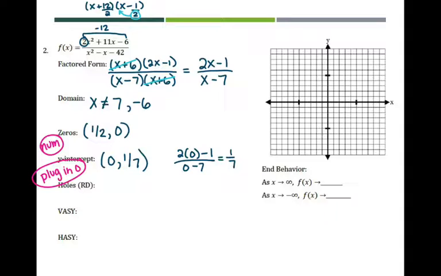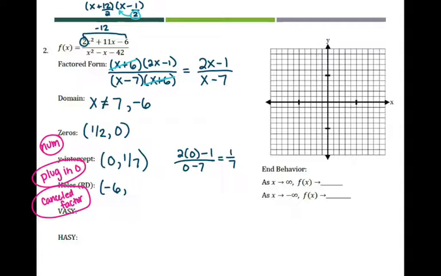Your holes come from your canceled factors. So whatever factor cancels out, that is going to create a hole in your graph. So the x-coordinate of your hole comes from the 0 of the canceled factor. So the canceled factor was x plus 6, so the 0 of that is going to be negative 6.